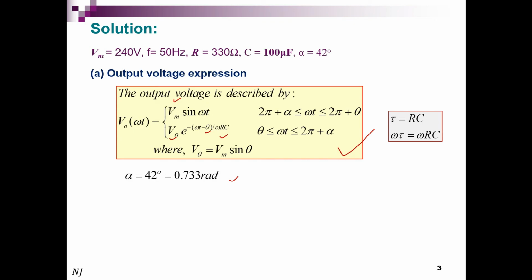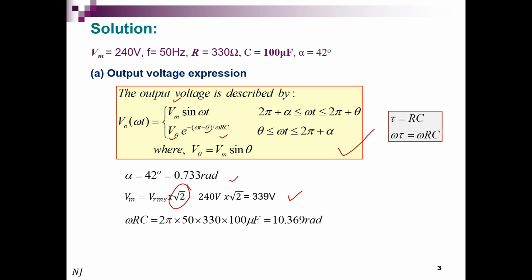Okay, then for Vm, we need to multiply it with root 2 here, as the voltage source is in RMS value. So we will get Vm equal to 339 volts. And then for the omega RC, we will get 0.369. And for the theta equal to 1.67 rad. But for this one, make sure you get the positive value of the theta, because if you get negative, it means that you have chosen the wrong formula.